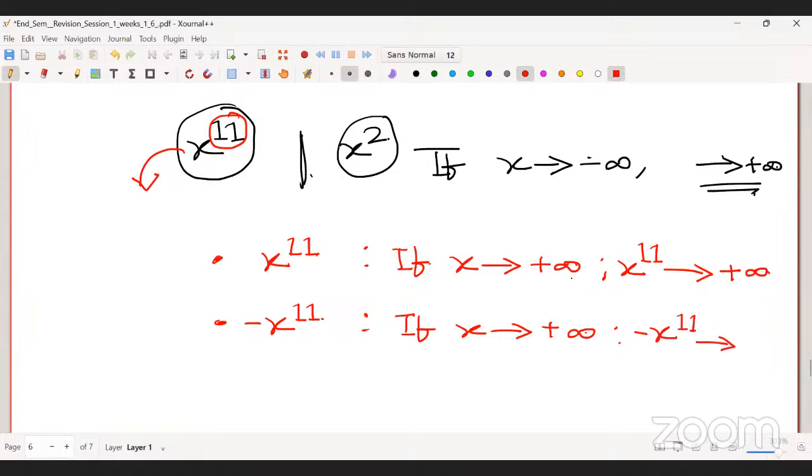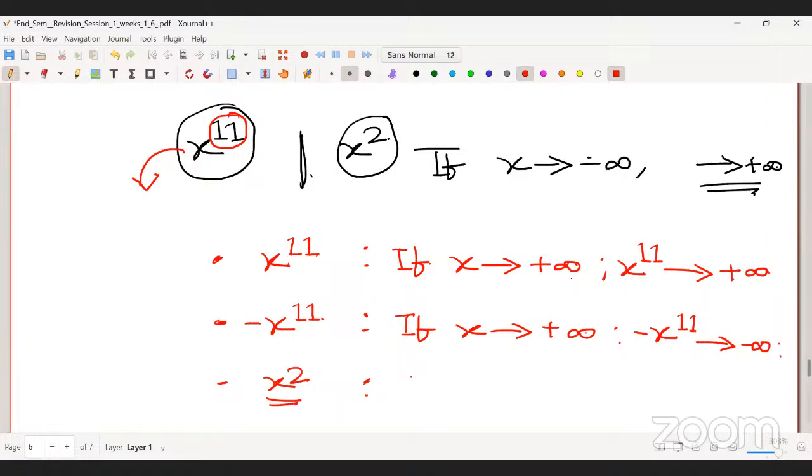Correct, sir. If it was x square, then it will go to minus into minus, two times, it will go to plus infinity. The end behavior depends on both. If it is x square and x goes to plus infinity, then you don't have to deal with minus. There is no concept of minus here when you are taking only x square.